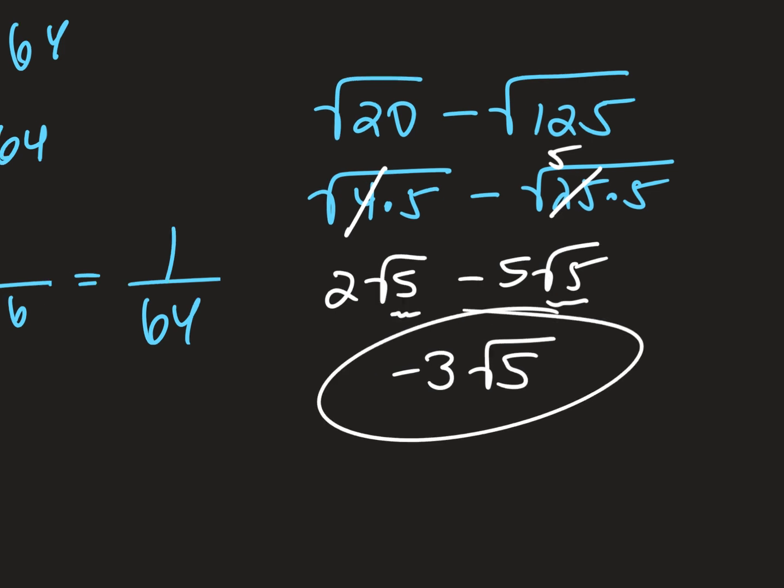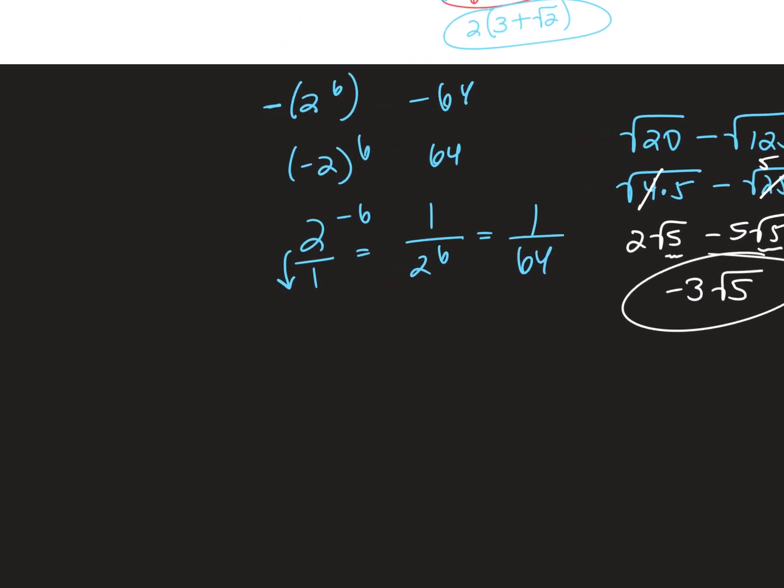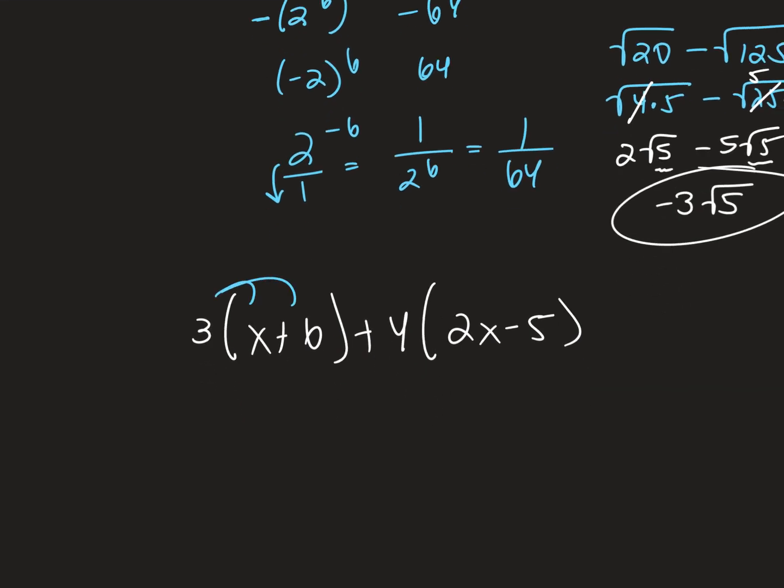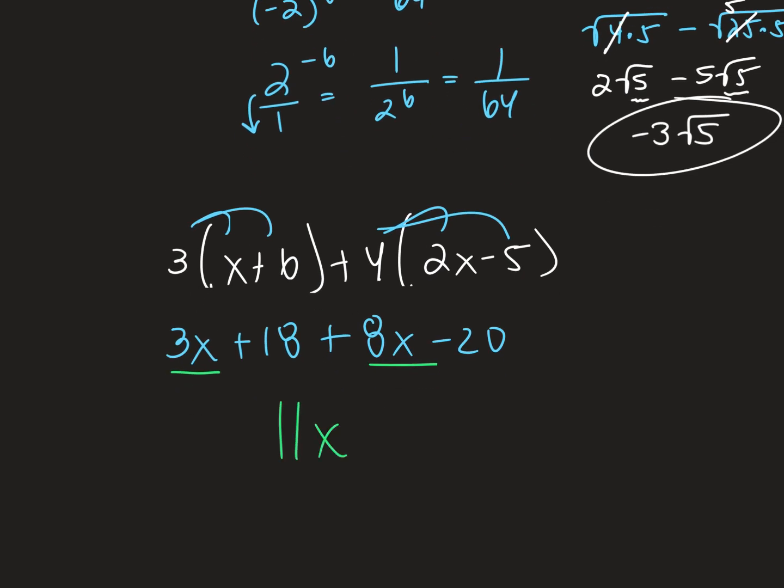What else? What about if we had something like 3 times x plus 6 plus 4 times 2x minus 5? Well, guys, what are we doing here? First thing we're going to do is distribute. 3 times x is 3x. 3 times 6 is 18. Plus 4 times 2x is 8x. 4 times negative 5 is negative 20. And we can combine like terms. 3x and 8x gives me 11x. 18 minus 20 is minus 2. And that's it. You're just combining like terms.